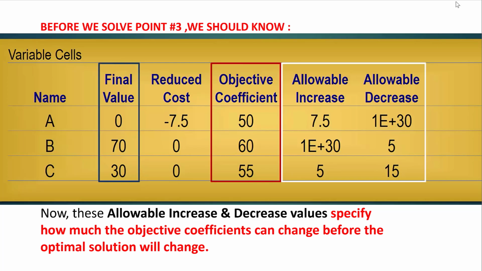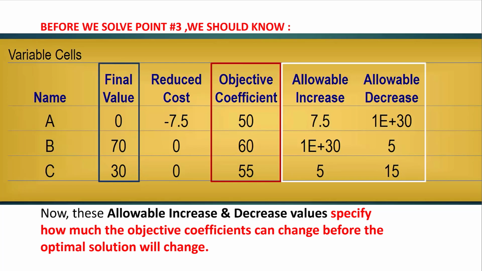E refers to infinity. So in Excel, instead of writing those numbers, we substitute it with E. So the allowable decrease for A is 1E+30, the allowable increase for B is 1E+30 and the allowable decrease is 5. For C the allowable increase is 5 and the allowable decrease is 15.